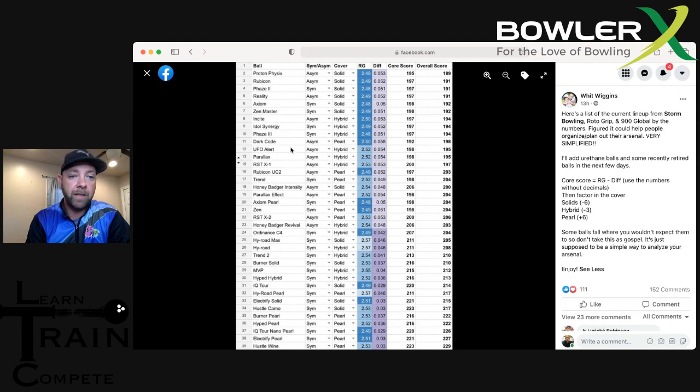a Dark Code, and then go into the next group down, which would be like the Honey Badger, Intensity, Parallax Effect, Axiom Pearl, Zen, RST X-2, Honey Badger. Again, all of these bowling balls that I've reviewed, I'm looking at these, and I can see a big similarity in all of them. So again, you group them together.